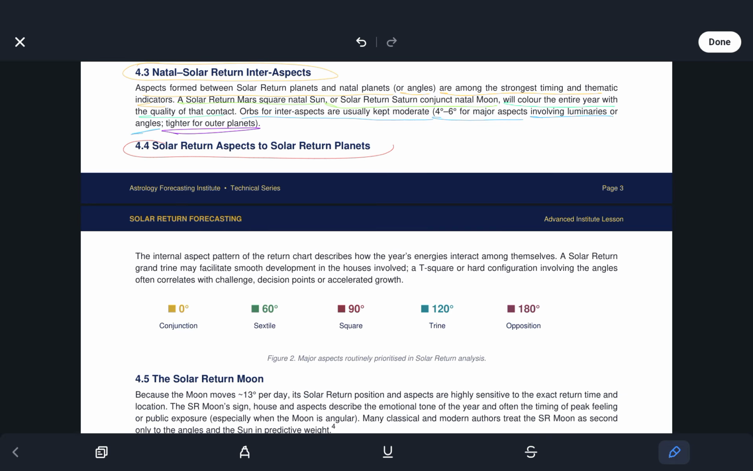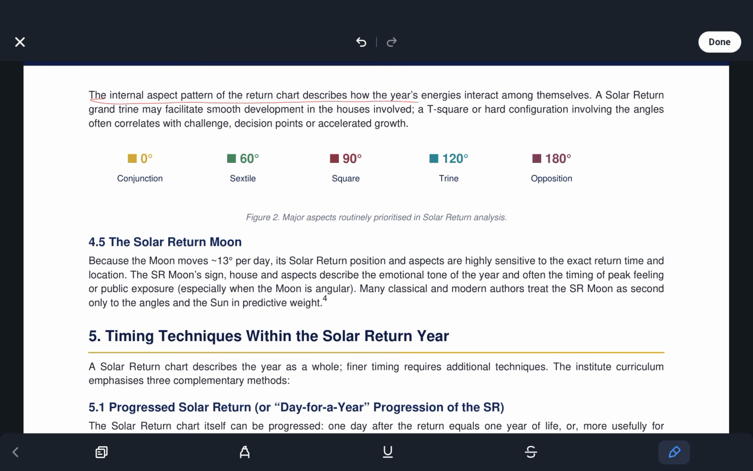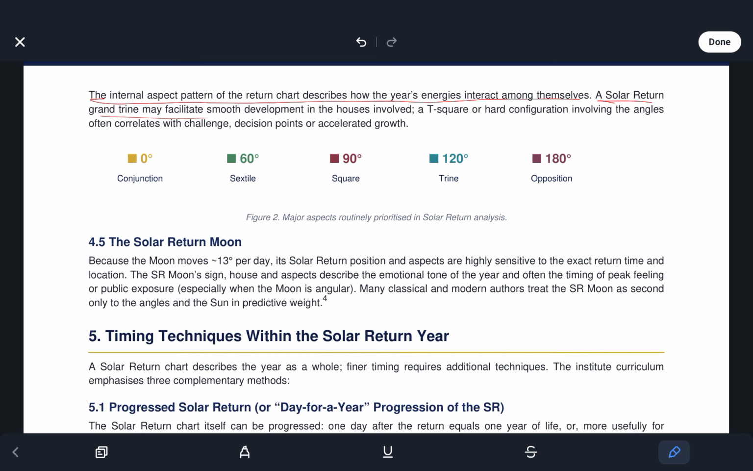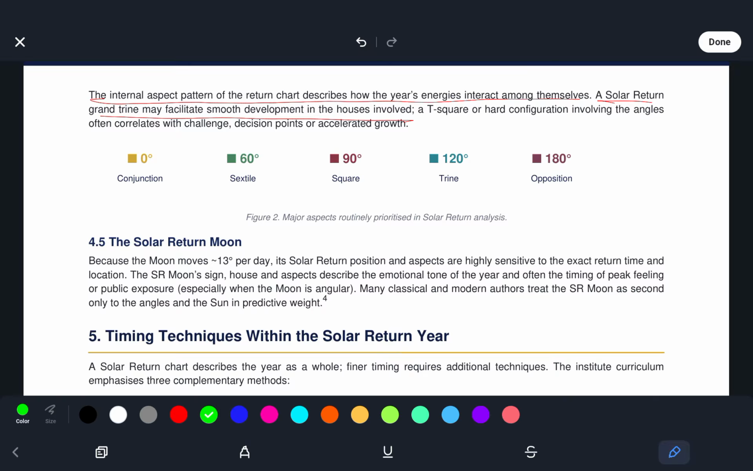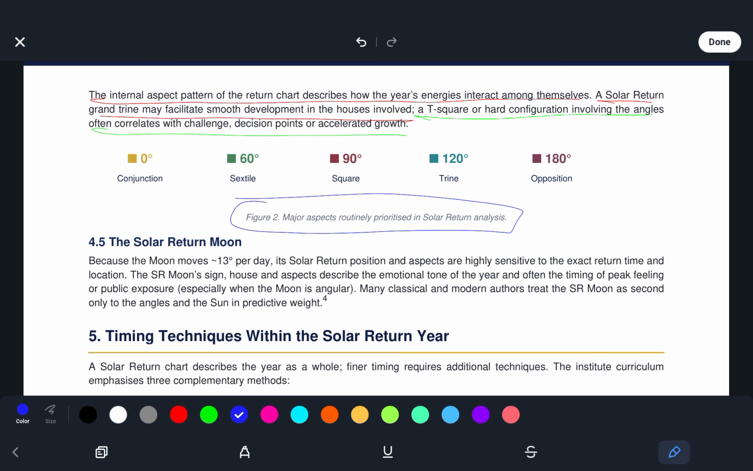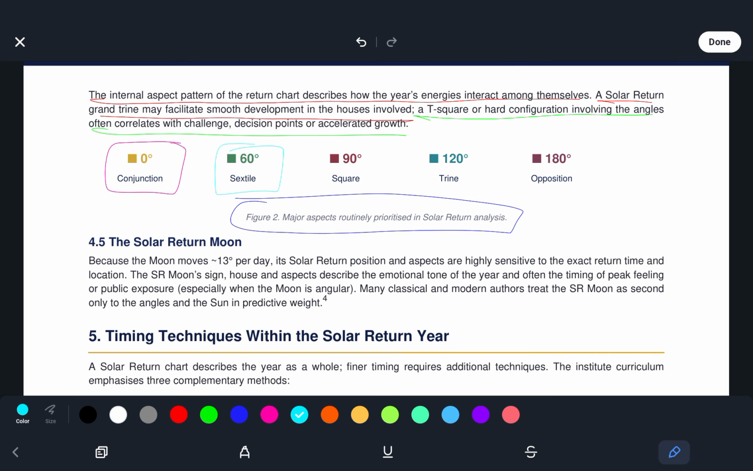Solar return aspects to solar return planets. So the internal aspect pattern of the return chart describes how the year's energies interact among themselves. A solar return grand trine may facilitate smooth development in the houses involved, while a T-square or hard configuration involving the angles often correlates with challenged decision points or accelerated growth. This shows us major aspects routinely prioritized in solar return analysis: 0 degrees conjunction, 60 degrees sextile, 90 degrees square, 120 degrees trine, and 180 degrees opposition.